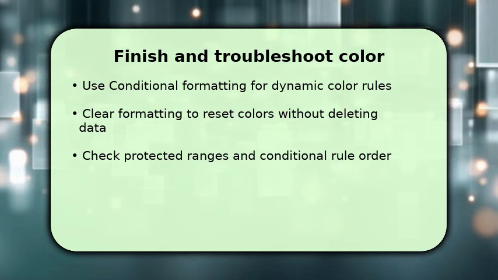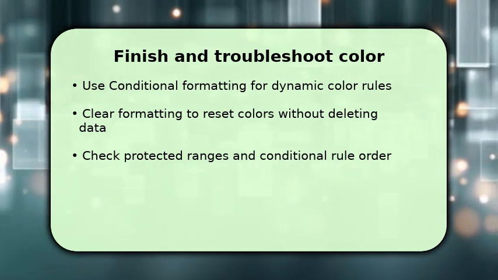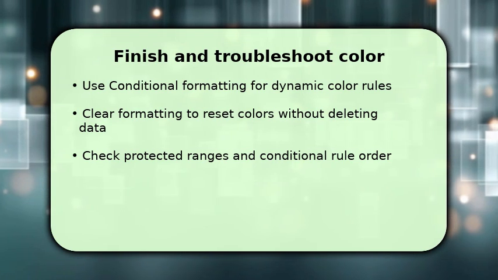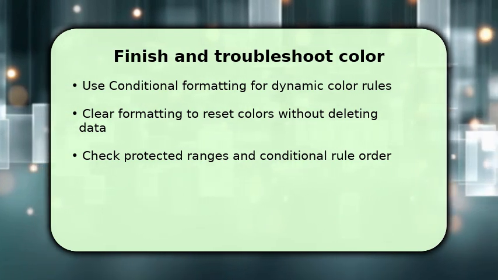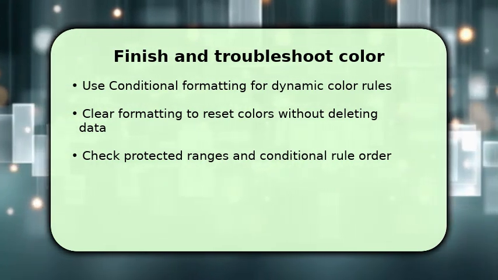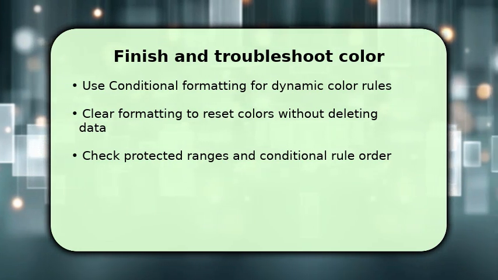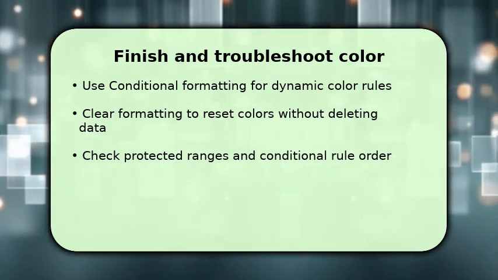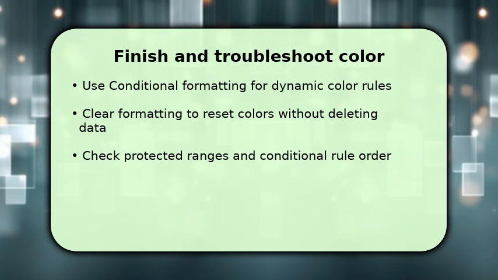Make sure protected ranges aren't blocking changes. Unprotect or request edit access if needed. If colors don't appear, refresh the browser and check for conflicting conditional rules. Resolving order or deleting old rules usually fixes persistent color issues.